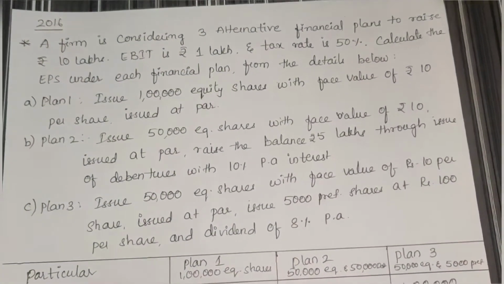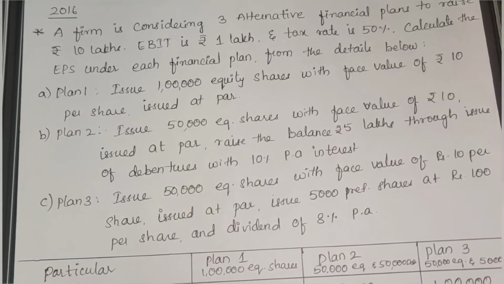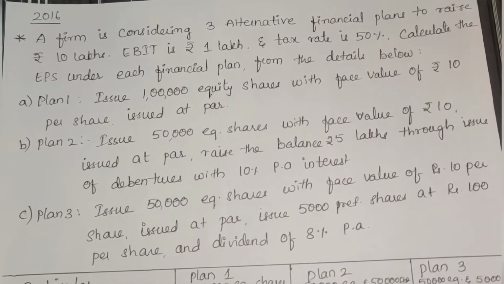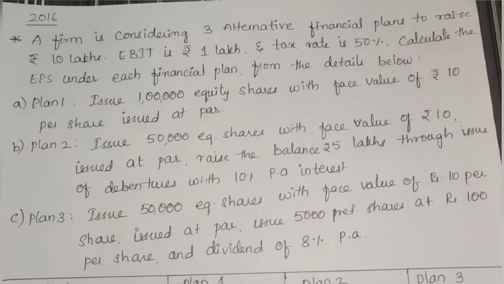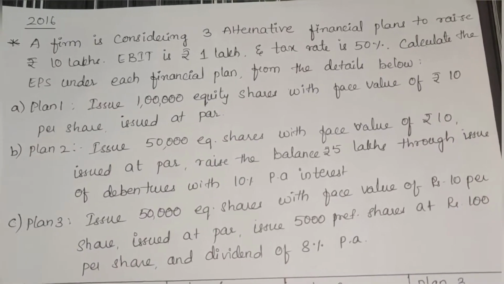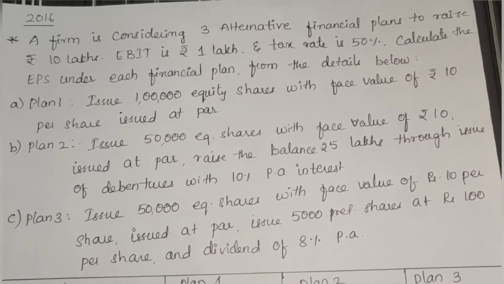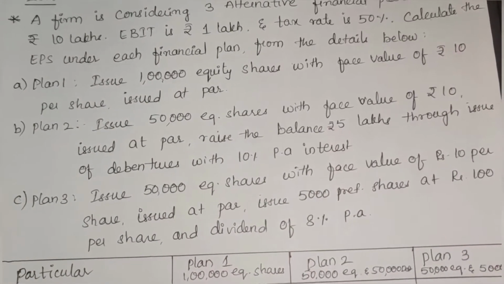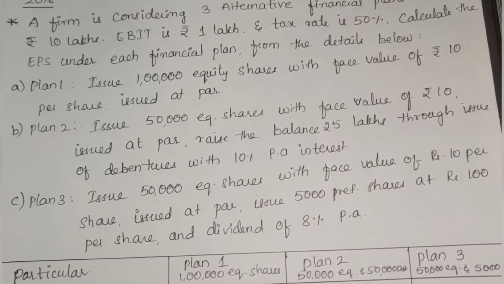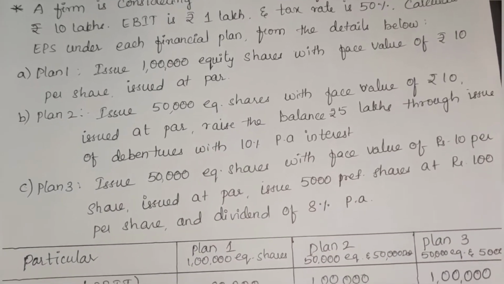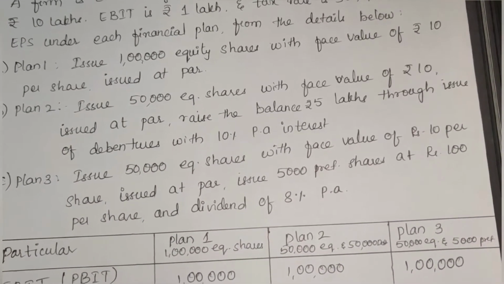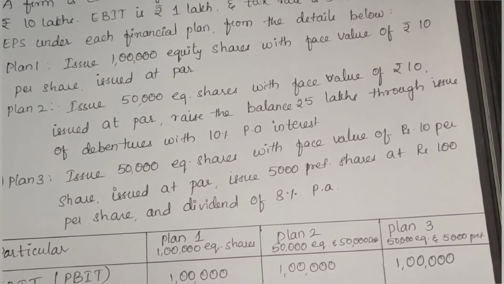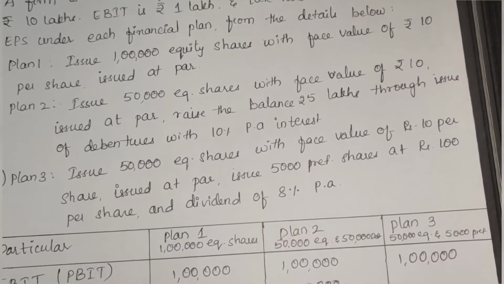Plan 1. Issue 1 lakh equity shares with face value of rupees 10 per share issued at par. Plan 2. Issue 50,000 equity shares with face value of rupees 10 issued at par, and raise the balance rupees 5 lakhs through issue of debentures with 10% per annum interest. So 50,000 equity shares, 5 lakhs worth equity shares, 5 lakhs worth debentures with interest of 10%. Plan 3. Issue 50,000 equity shares with face value of rupees 10 per share issued at par and issue 5,000 preference shares at rupees 100 per share and dividend of 8% per annum.